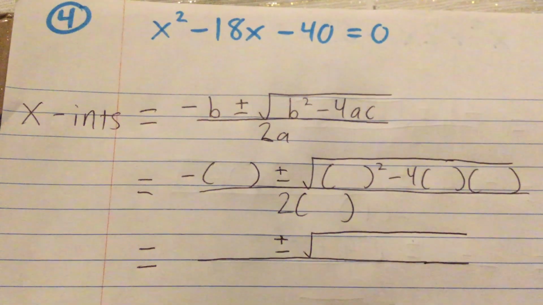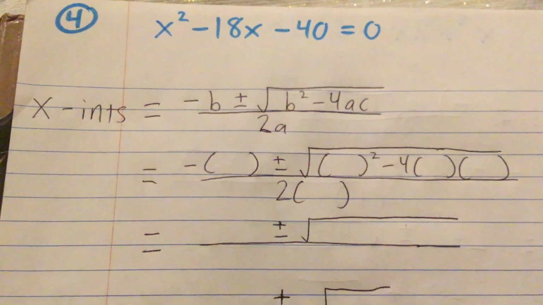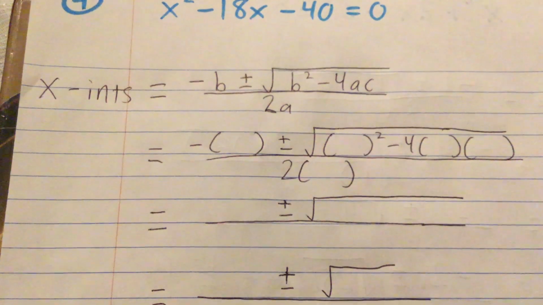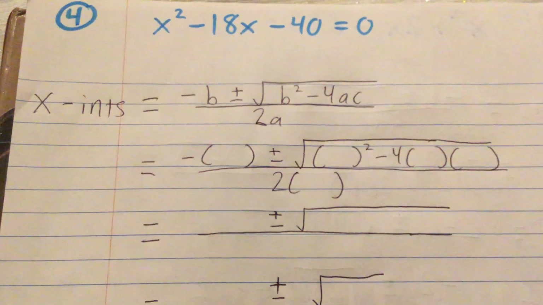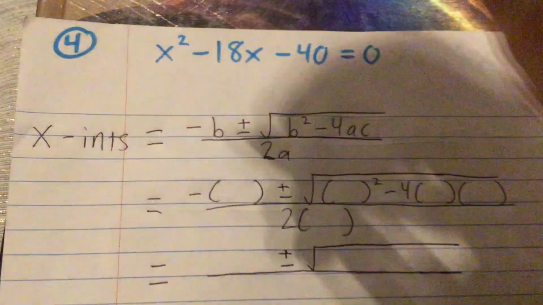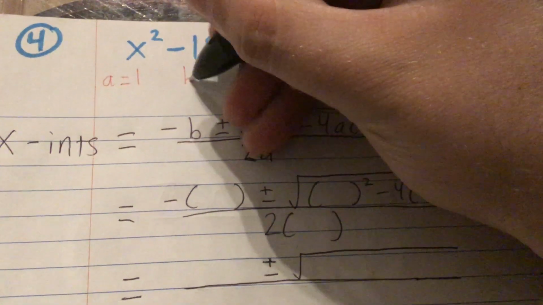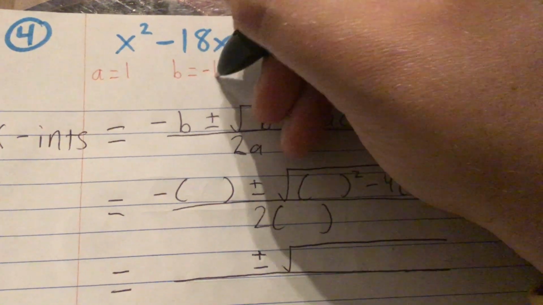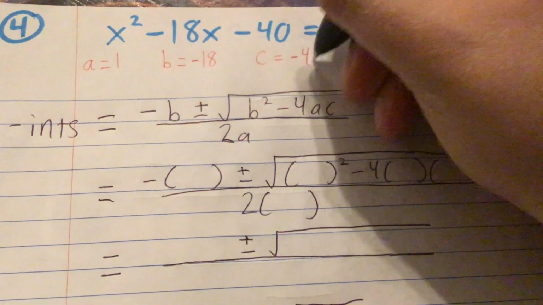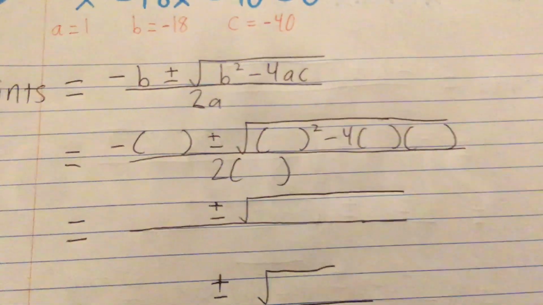So, without further ado, in order to solve x squared minus 18x minus 40 is equal to 0, we plug in the quadratic formula, negative b plus or minus the square root of b squared minus 4ac, all that over 2a. Memorize it. No, I'm just kidding. Have it available and know what to do. A is equal to 1. B is equal to negative 18. C is equal to negative 40. Plug in A, B, and C into the quadratic formula.